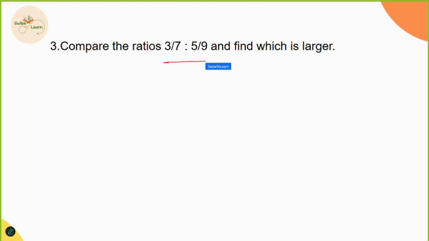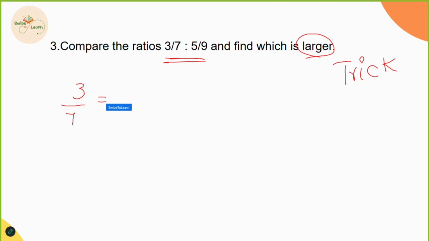Compare the ratios 3 by 7 and 5 by 9 and find which is larger. I'll say a simple trick for this question. So they're asking us to find the thing which is larger. So just simply note down the given ratios as they are: 3 by 7 and 5 by 9.